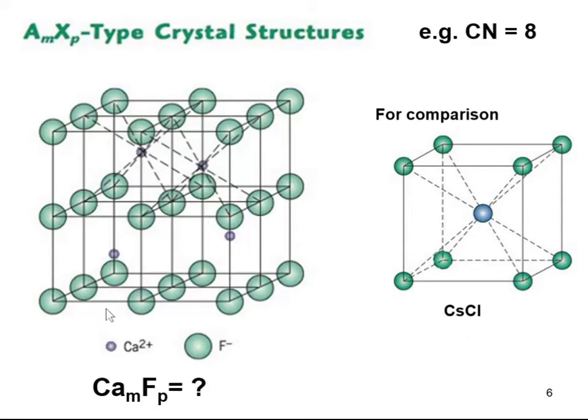What if we had something like calcium fluoride? The calcium is a +2 oxidation state. The fluoride is just -1. So that means I'm going to need 2 fluorides for every calcium. So let's go ahead and count them here in this structure and see if that's the case.